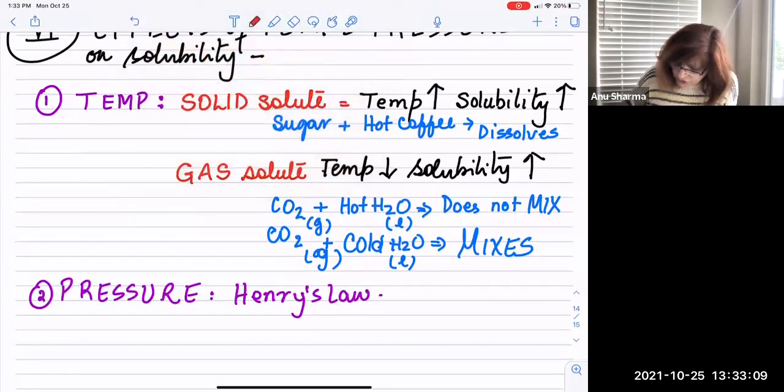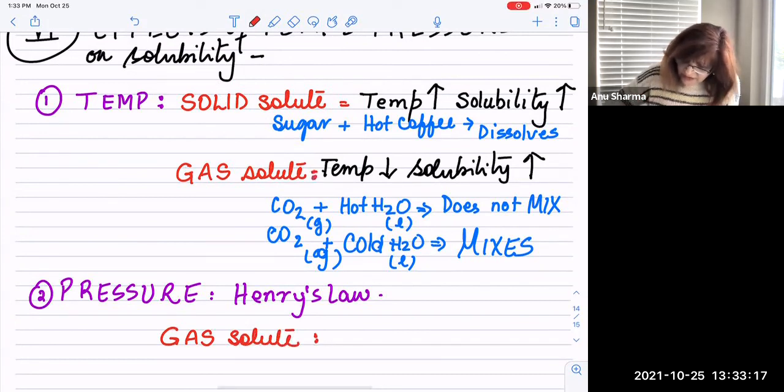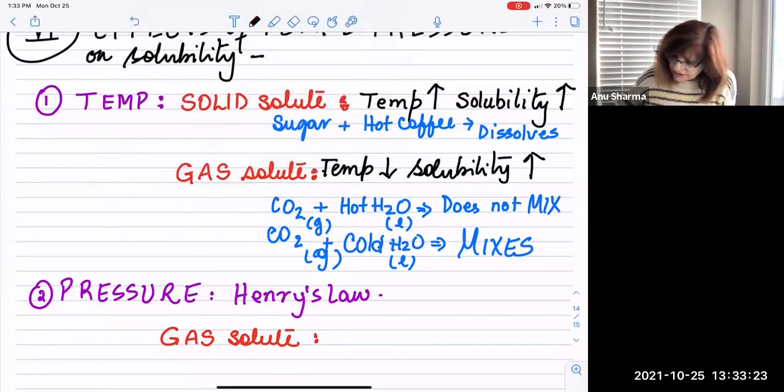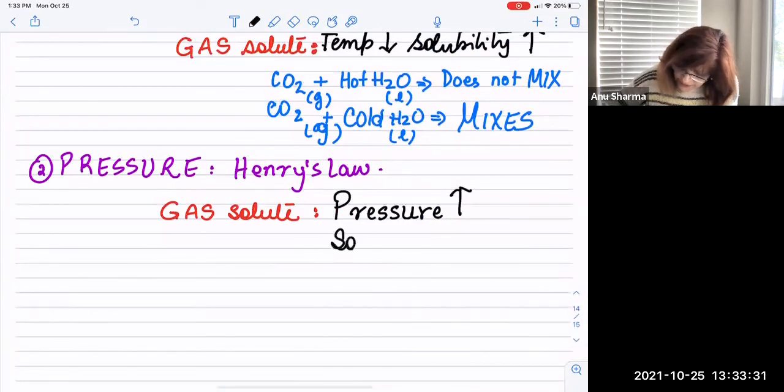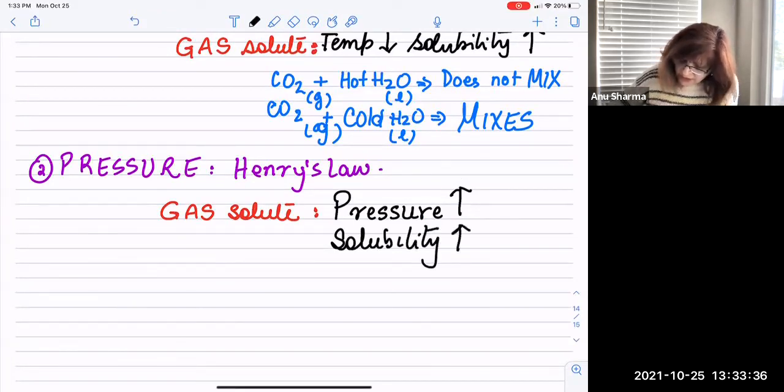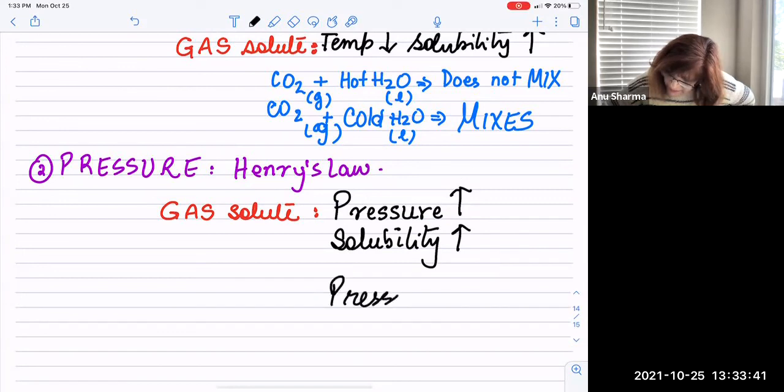That applies only to gases as a solute. So here we see the gas: when the pressure increases, then the solubility of gases also increases. And when pressure goes down, then the solubility also goes down.